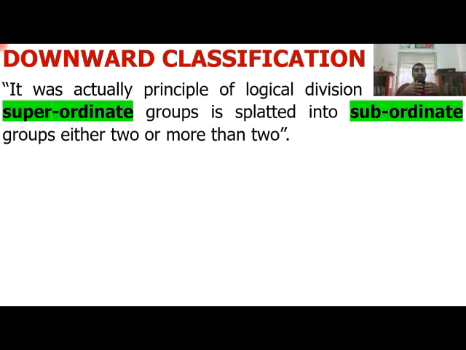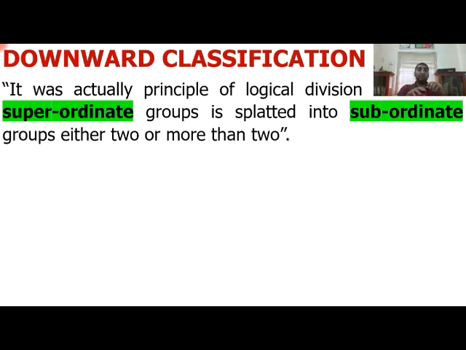For example, there is a domain. The domain is divided into two, prokaryota and eukaryota. Okay, now let's go to the eukaryota. Let's talk about the superordinate group, that is the domain. We divide it into how many groups? Into four groups: kingdom Protista, kingdom Fungi, kingdom Animalia, and kingdom Plantae. One superordinate was divided into four more groups. Now, leaving aside Protista, Plantae and Fungi, let's start with Animalia.